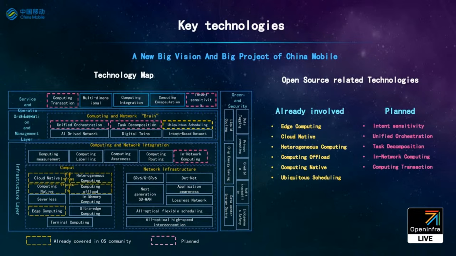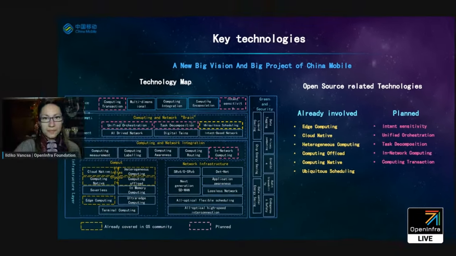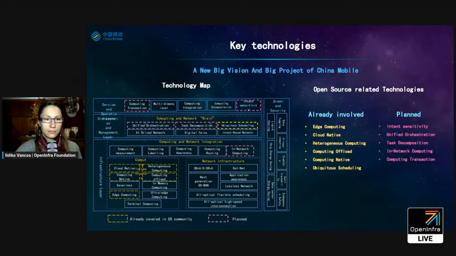And also we're checking some heterogeneous computing related projects like oneAPI or Triton. And also for computing offload, which is targeting the acceleration of the applications and the infrastructure layers, we are following the OCP. And for cloud native, we are checking the CNCF. So these are the things that we have already done with the open source communities.